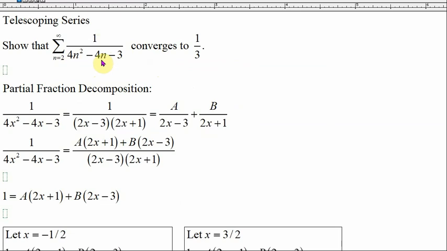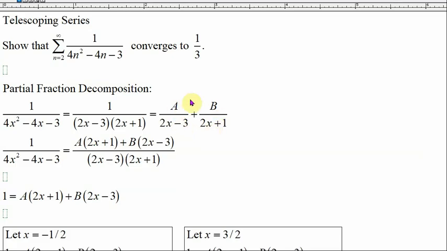And the equivalent expression is 1 over 4x squared minus 4x minus 3. And then the factors here are 2x minus 3 and 2x plus 1. Using what's called partial fraction decomposition, we can rewrite this as some constant a over 2x minus 3 plus some constant b over 2x plus 1.